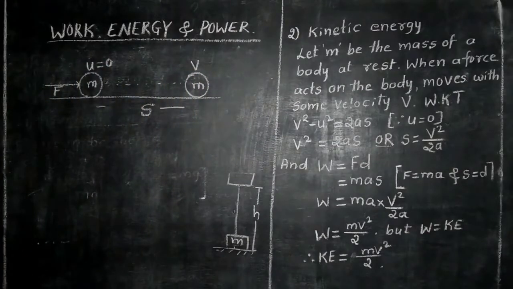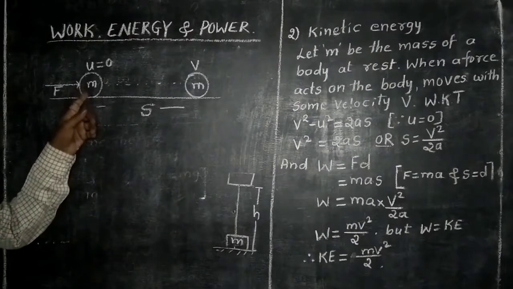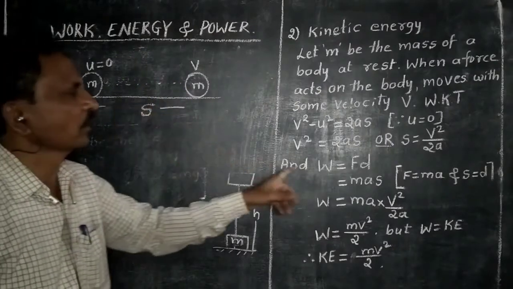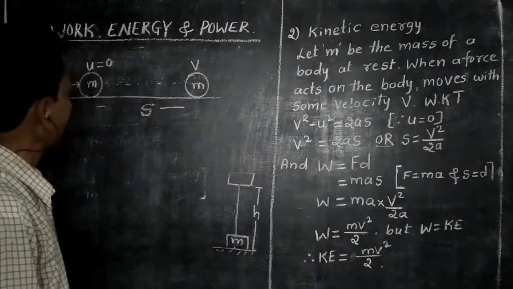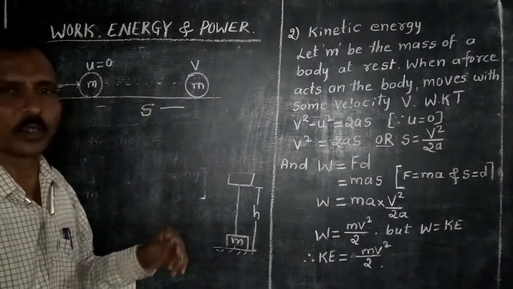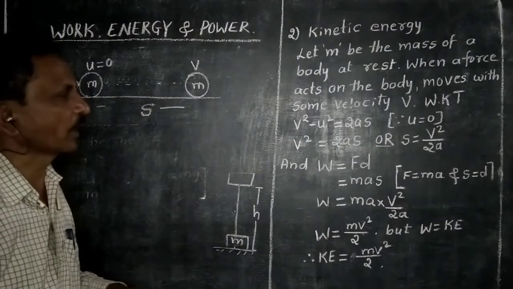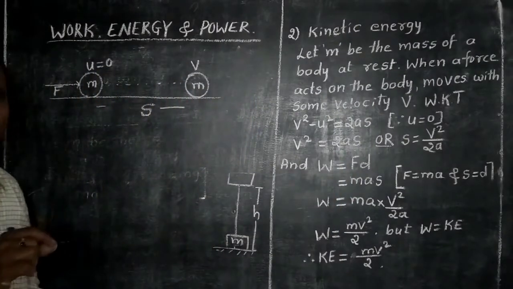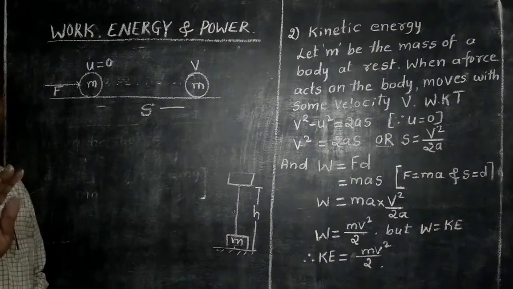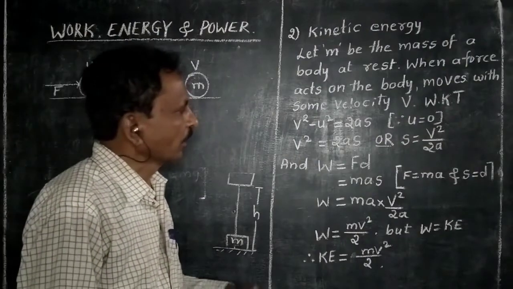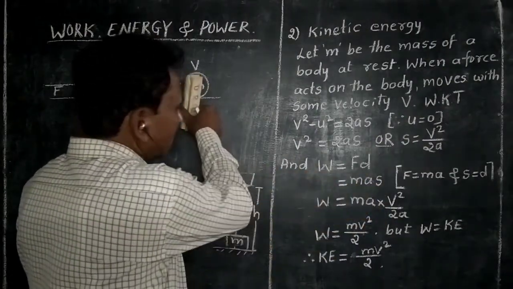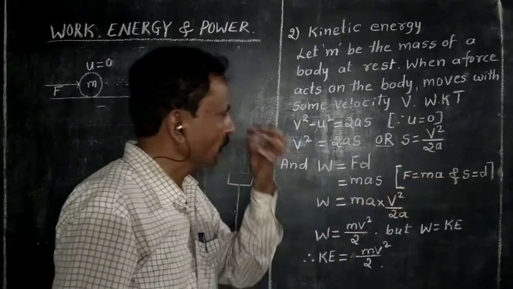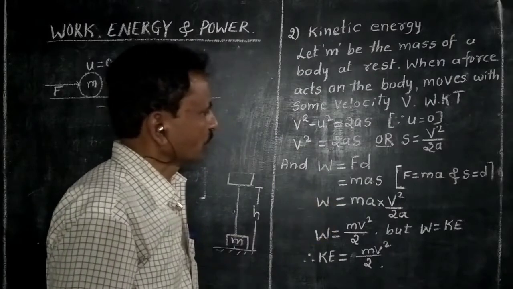Now, what is the work done on the body to move from initial position to final position, covering a distance s? It is given by W equal to F into d, force acting on the body into displacement of the body, that is the work done on the body at rest. Clear? Here F equal to ma, because according to Newton's second law of motion, F equal to ma, and d equal to s, the displacement of the body. Hence Fd can be written as mas.